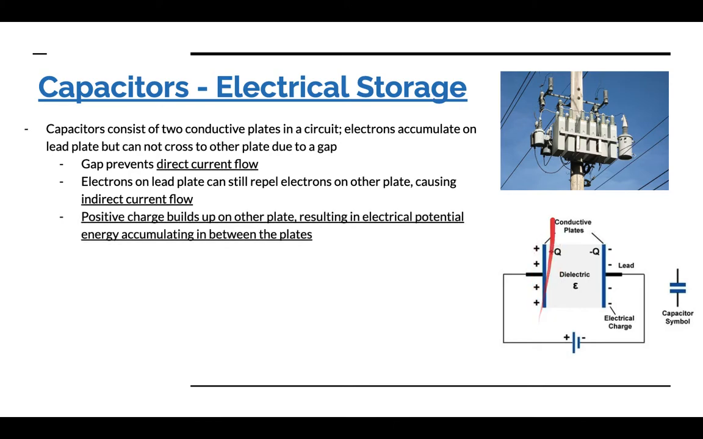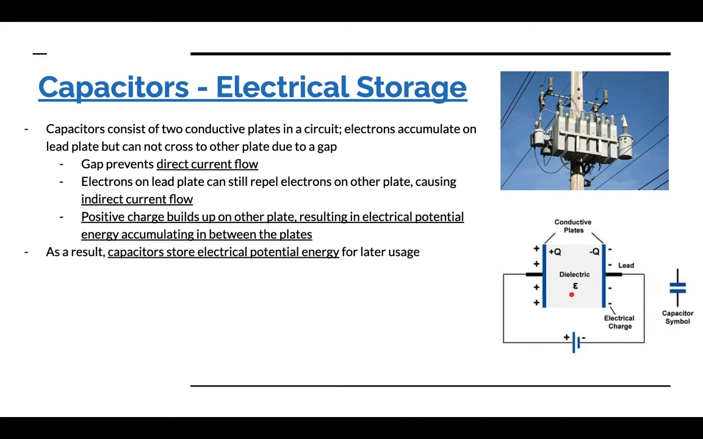So positive charge builds up on this other plate, resulting in electrical potential energy accumulating in between the plates, okay? We have this positive charge and this negative charge right here. They want to be with each other, but they can't. They're like Romeo and Juliet. Romeo, Juliet, and then we got the Montagues and Capulets right here. All right, but they can't be together due to the presence of the dielectric in between. Dielectrics are typically insulators. They prevent electric flow or electric current, okay? So as a result of not being able to be together, they have this electrical potential energy stored in the gap between the two plates, okay?